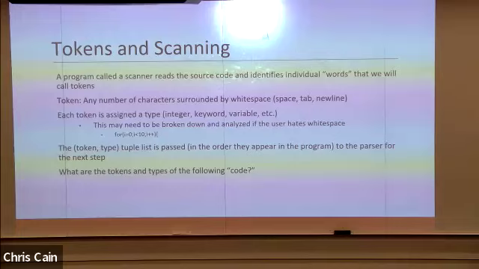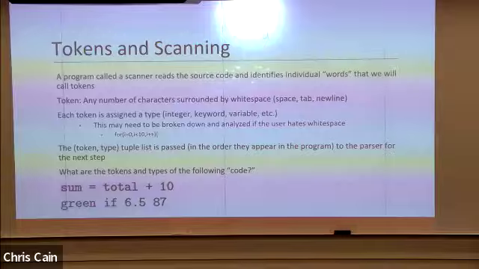Let's give you an example. What are the tokens and types here? We have sum, which would be a variable. Since it's not a keyword, we would do a lookup and say, all right, this is text. Is this text a keyword in this language? No? All right, it must be a variable.